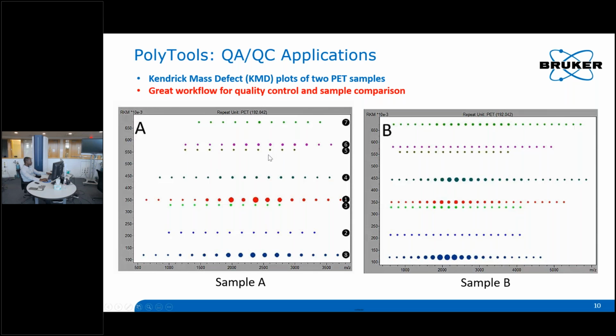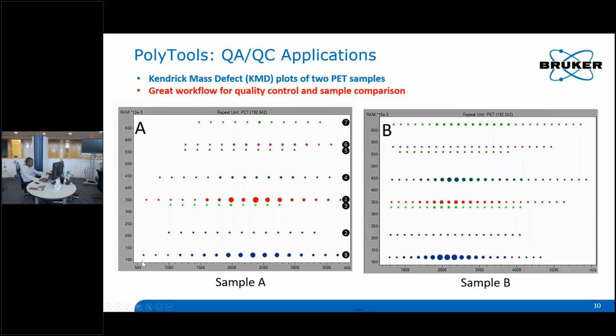average mass as well. However, if you plug them into Polytools and generate a KMD plot from both of them, you start seeing the minor differences that you wouldn't be able to see otherwise for these two samples. So as you guys can see already, we have the same number of series, up to 8 series. And if you look deeply on each one of these series, let's take series number 8, for example.